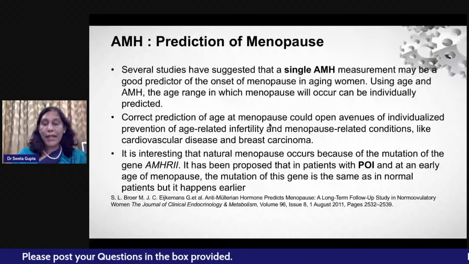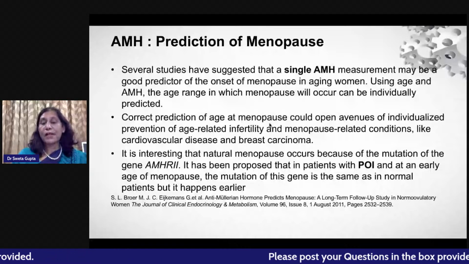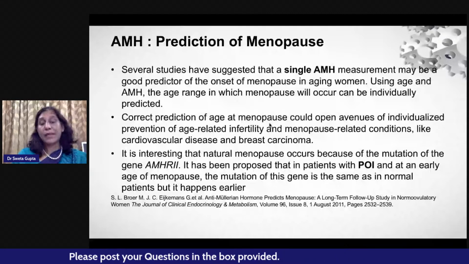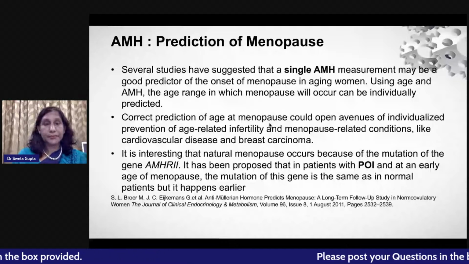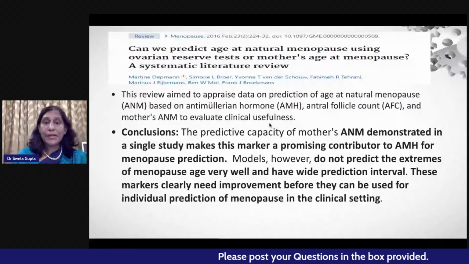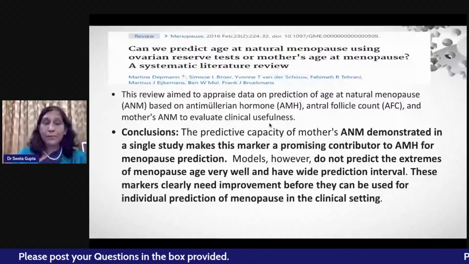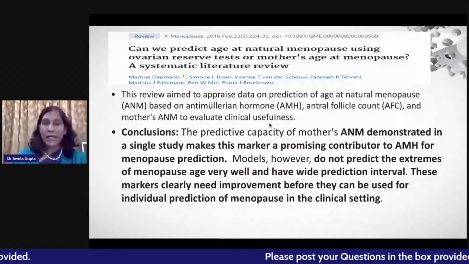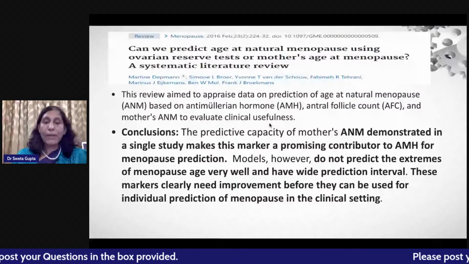In POI, premature ovarian failure, it has been noted that natural menopause occurs because of mutation of the gene AMHR2, and they stop working earlier than what we expect. So, can AMH actually accurately predict menopause? In this study by Martin et al. in 2016, a single study showed AMH to be a promising contributor to menopause prediction.